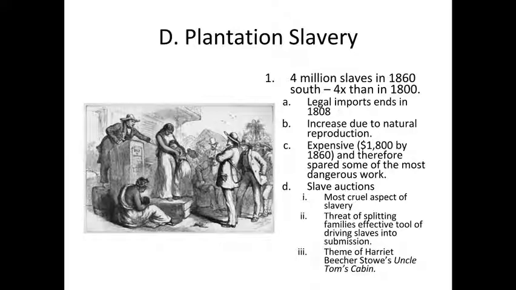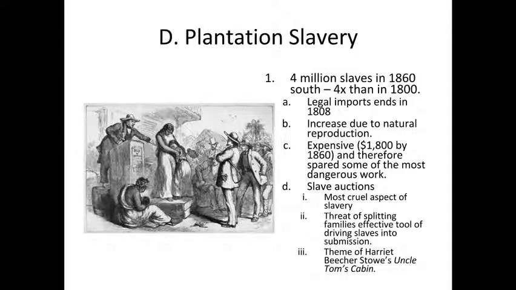Or if you don't do this, we're going to split your family apart. So again, that was used as well to get slaves into submission to do what they needed them to do. So a lot of what was seen, Harriet Beecher Stowe actually visited a plantation in Kentucky and saw the horror of this slave auction and what life was like on a plantation, and decided to use her literary skills to speak out and protest against slavery.